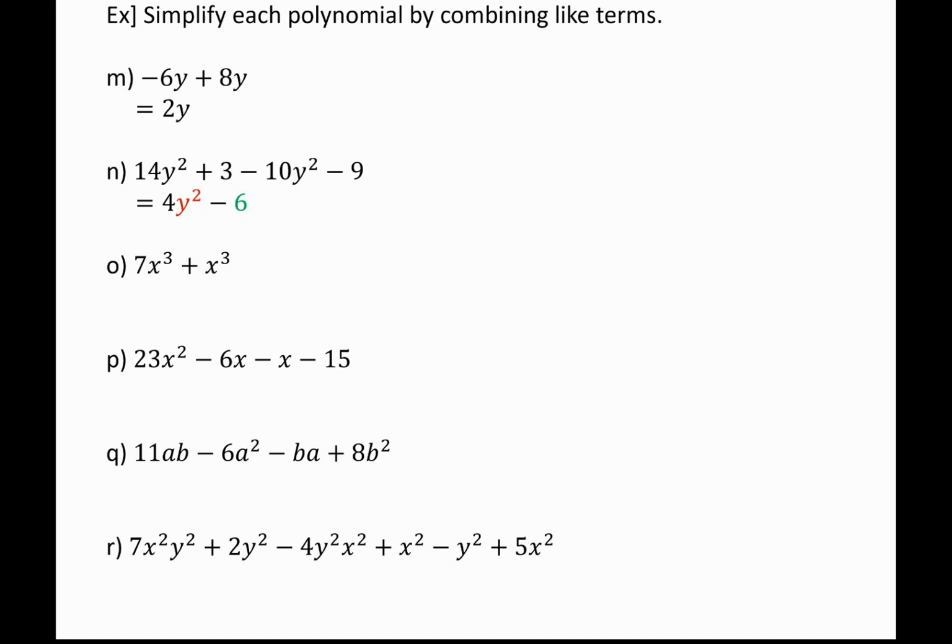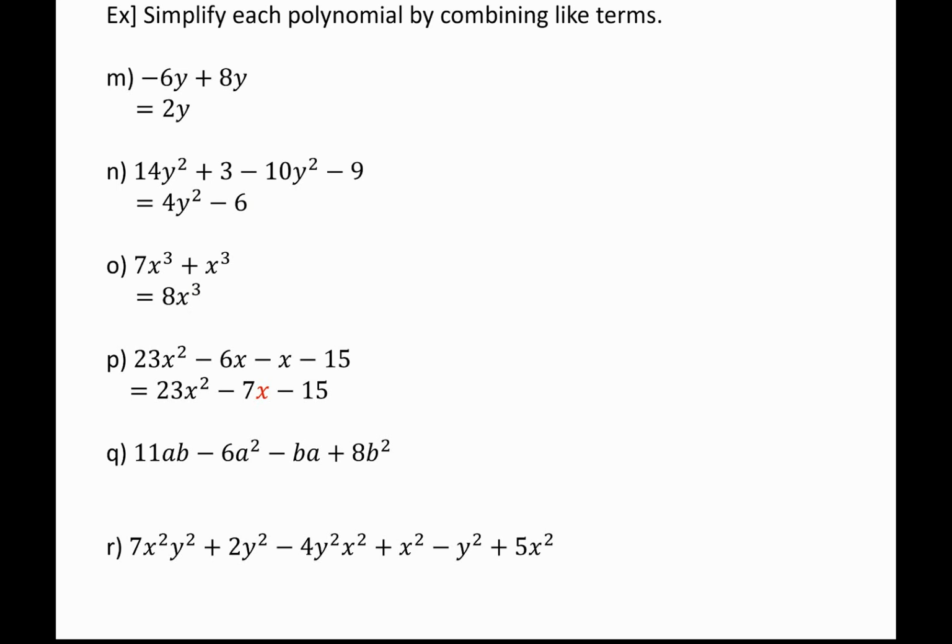Now for example O, we have two like terms, but do note that the second term, x to the third power, technically has a coefficient of 1. So that's how we're going to get a final answer of 8x to the third for example O. Example P, it looks like we have only one set of terms that are like terms, and then the x² term and the subtracted off 15 are kind of odd man out. They don't have any other terms to be combined with, so we're only going to combine the -6x with the -x, to ultimately get a subtracted off 7x. And that's the extent of the combining like terms that we can do for example P.